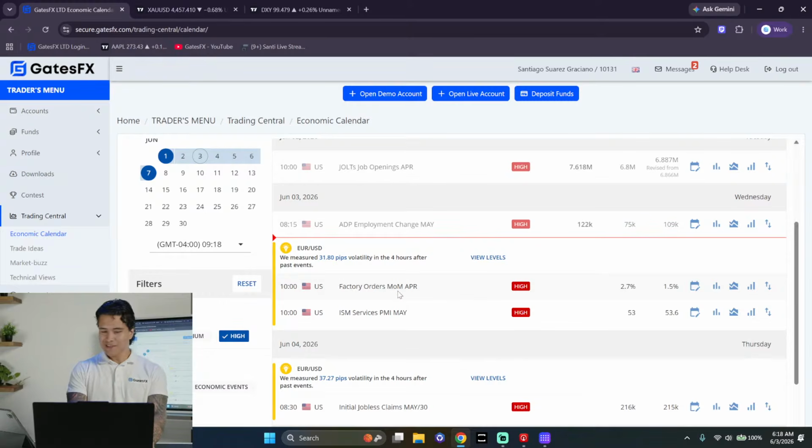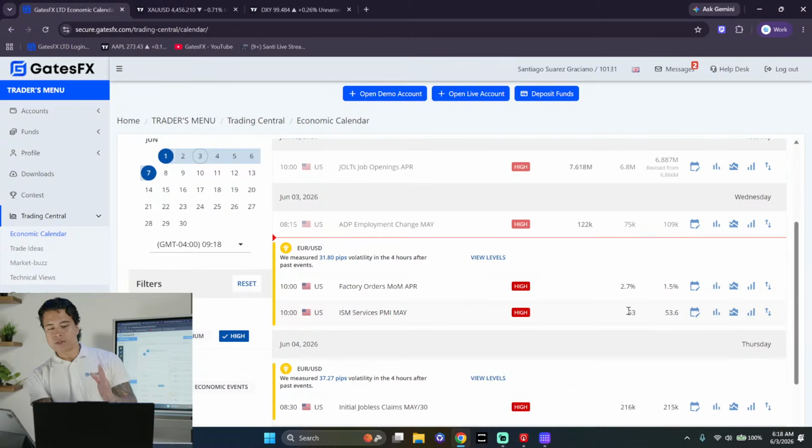Factory orders has been one to not have too much high impact from my experience. And same with PMI. From my experience, the only way I've seen a very strong impact off of PMI reports has been when it's very much above or very much below the expectations, and also below or above the 50 point.